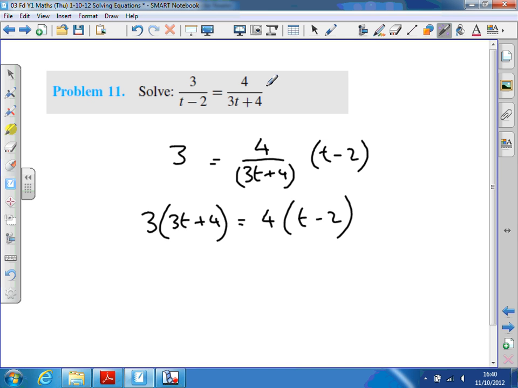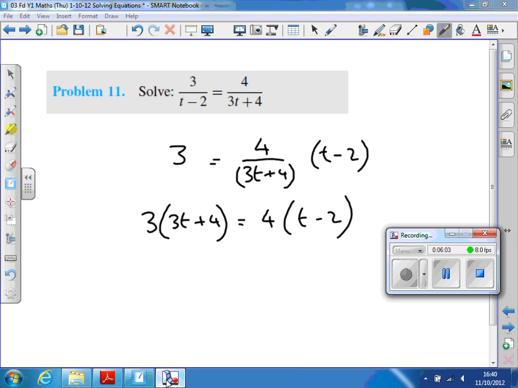And then I just multiply out the brackets as you've been doing, and then we're in the same sort of problem as you've been doing. So it's just practice now. Have a go at some of those in that exercise.